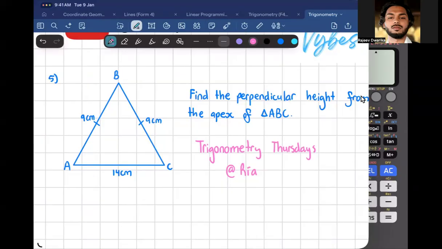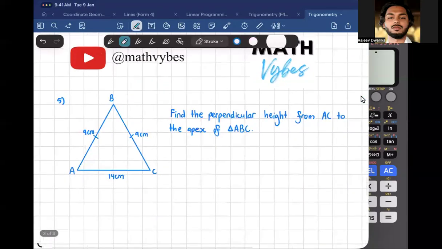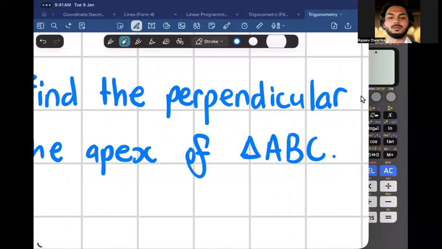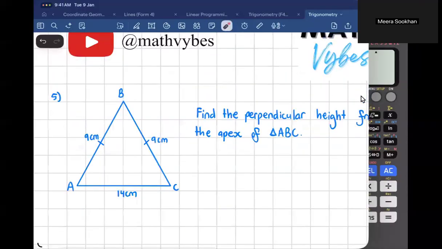All right, let me continue. I'm not sure how much I'll get through this question. Mira, let's do this question together. I'd like you to read the question for me. So Mira, read that question. Find the perpendicular height of AC to the apex of ABC. What does it look like? A triangle, a baby triangle.